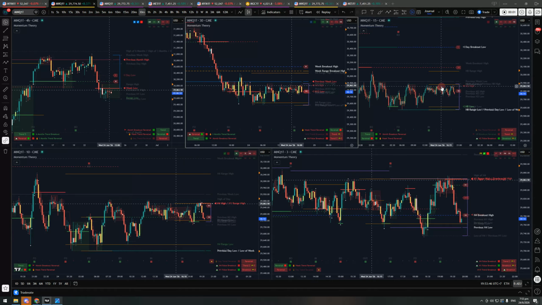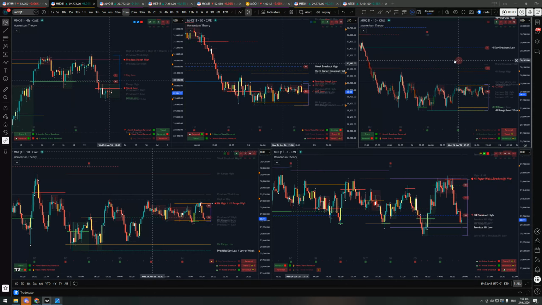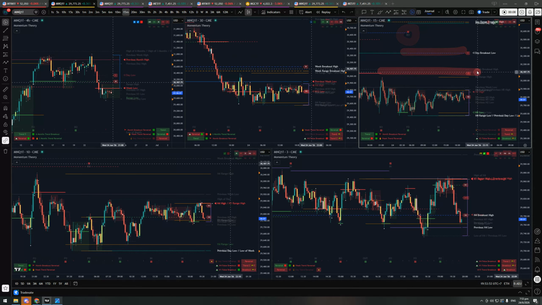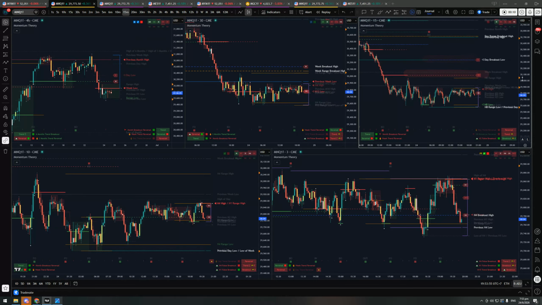Okay, New York session live, currently looking at MNQ. MNQ on the daily, we have a bearish breakout day. We're below the daily breakout level and the H8 breakout level, looking for a trend retracement setup.